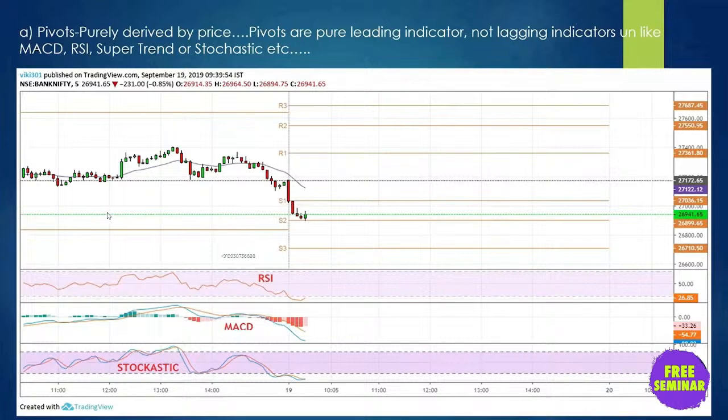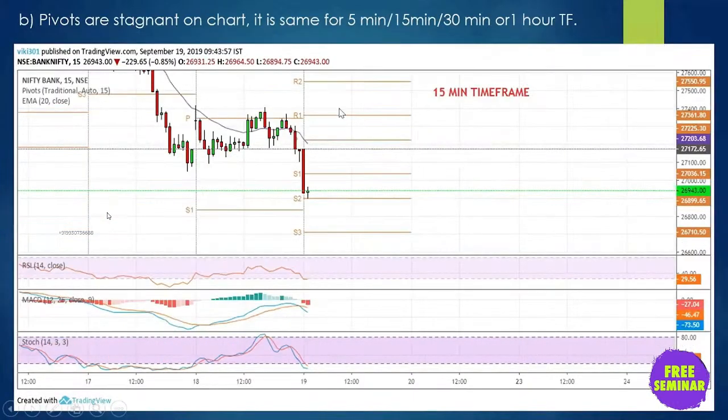Look at this same chart. Okay, earlier chart was September 19th. Bank Nifty 5 minutes time frame. And the next chart which you are seeing here is the same chart, Bank Nifty, September 19th, but only the time frame is different. Bank Nifty 15 minutes. The chart is the same, only the time frame is different, but look at the indicators.